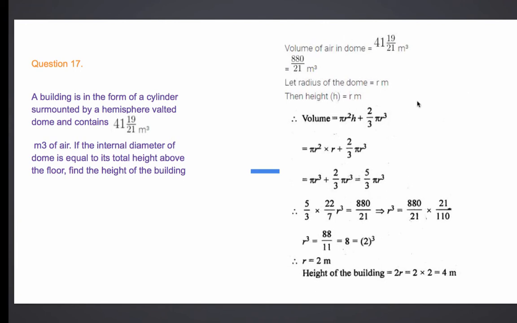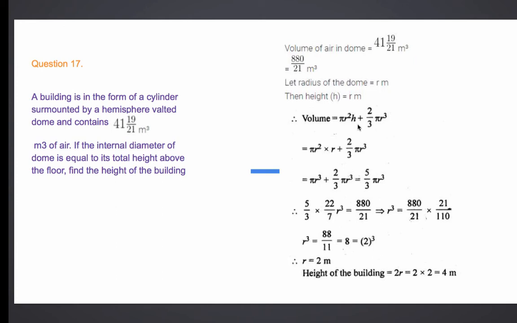For the hemisphere, whatever the radius is, the same will be the height. The volume of air inside it will be equal to the volume of the cylindrical part plus the hemisphere. We have two shapes here, a cylinder and a hemisphere. So the volume of air means the volume occupied by the cylindrical portion as well as the hemisphere part.